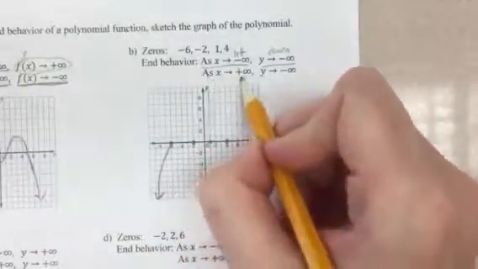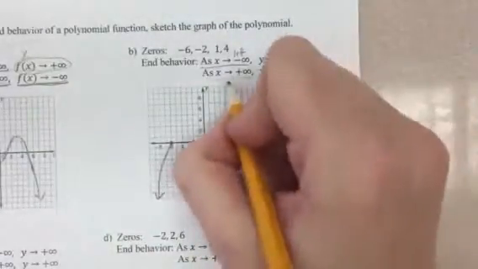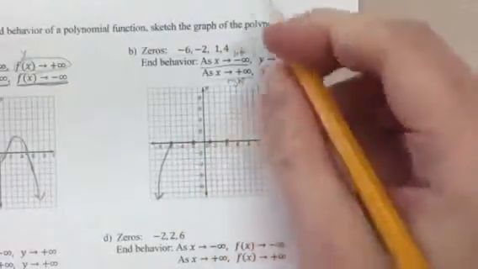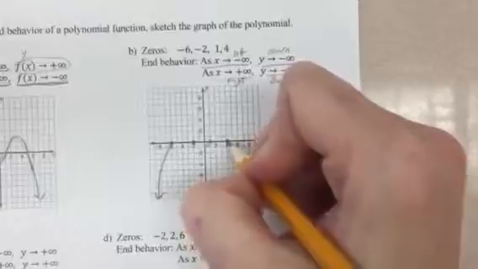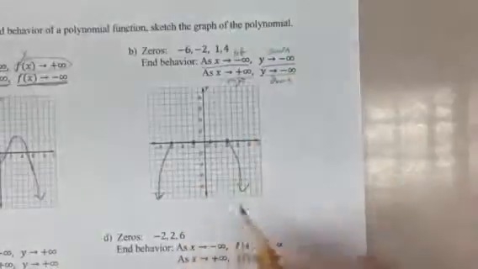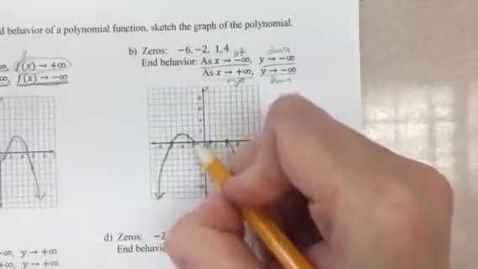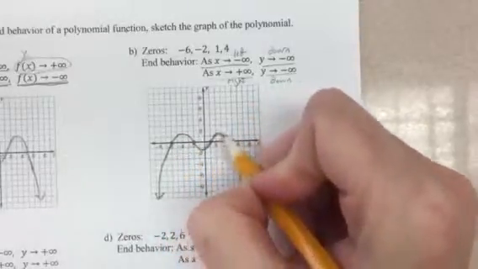And then here, as x goes to +infinity, that means right. Y goes to -infinity, that means down. So again, that means right and down. Okay, so now I kind of have an idea that this must go up a little bit and then down a little bit and up a little bit and down a little bit.